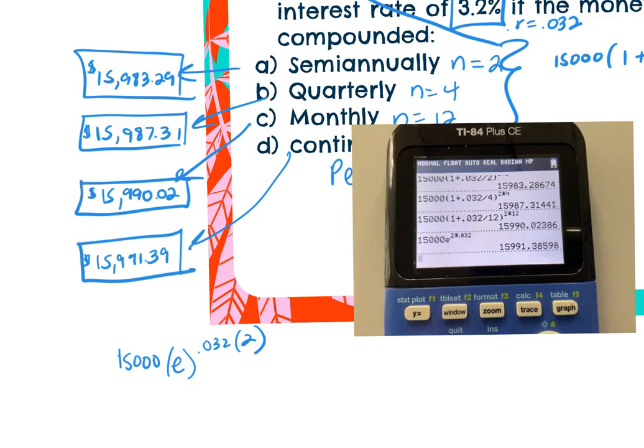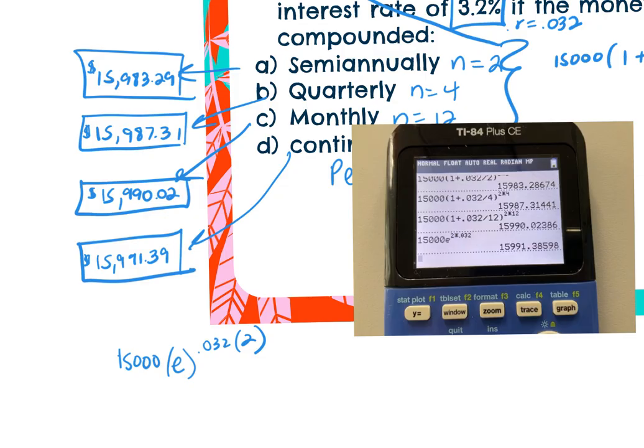So if you had gotten asked more than one of these questions and you compare them, it should make sense that the more often we compound it, the more money you're making, okay? So our biggest always should be PERT, if you're comparing, because it's compounded the most. But obviously if we're doing 2 to 4 to 12, the money should increase. It shouldn't increase rapidly, but it should increase a little bit, okay?